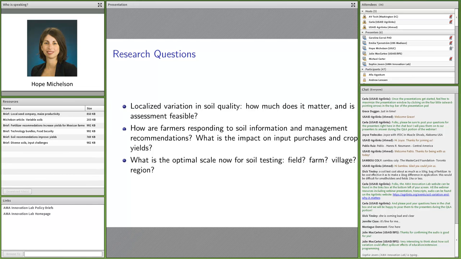And then we're beginning to think about the third question that Amelia also talked about, which is the how low should you go question, right? So what's the optimal scale for soil testing? The reason we're thinking about that is that in conversations with people who think about this on the policy side, the first question we get is: do we need to test at the field level? Do we need to test at the village level? What's the right way to think about providing this information to farmers?